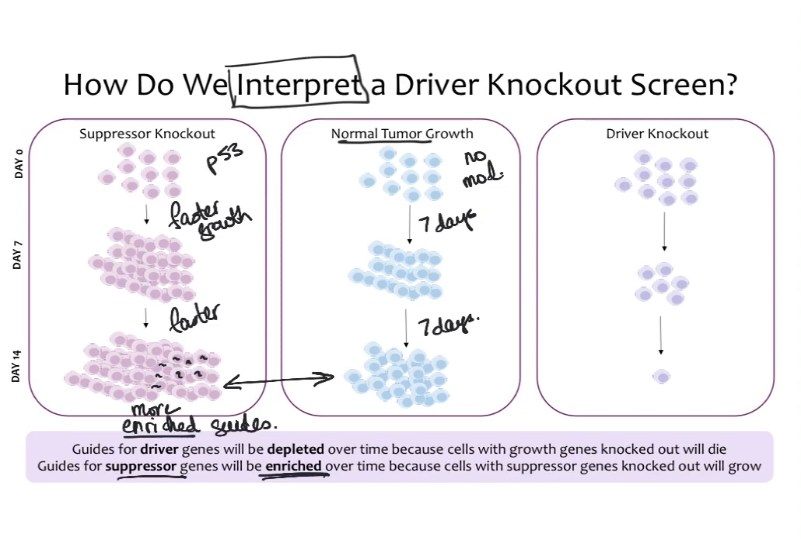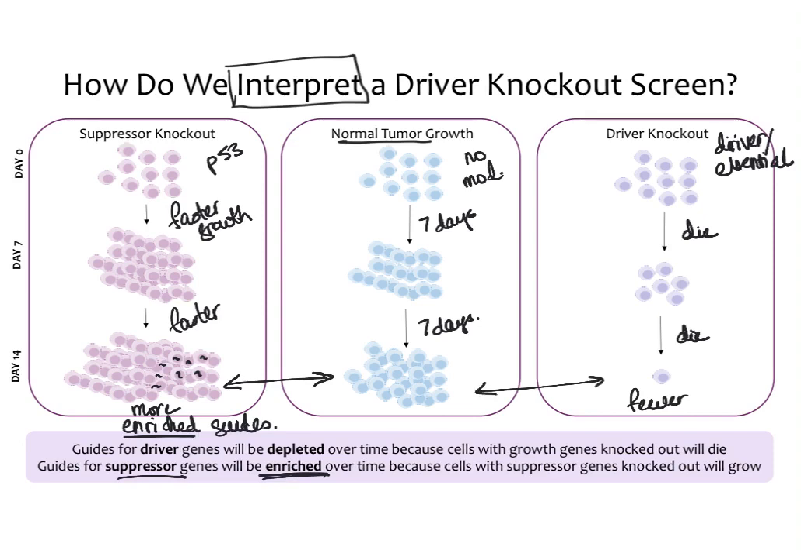Now let's imagine that I knocked out a driver gene. So this is a gene that allows growth. It's a gene that's really important for the cells to grow, and now it's gone. And so if this growth gene is gone, then the cells are gonna start dying, and they're gonna keep dying. And so we're gonna have much fewer cells compared to the normal growth condition.